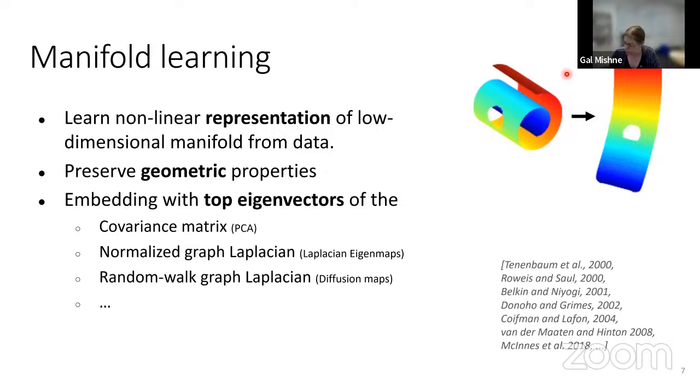And a few techniques rely, for example, on constructing a graph on the data and then embedding the data with a top eigenvector. So for example, the eigenvectors of the covariance matrix for PCA, or variants of the graph Laplacian for Laplacian eigenmaps and diffusion maps.